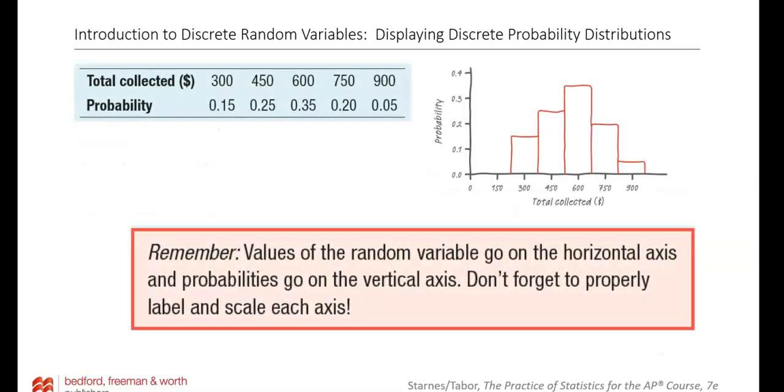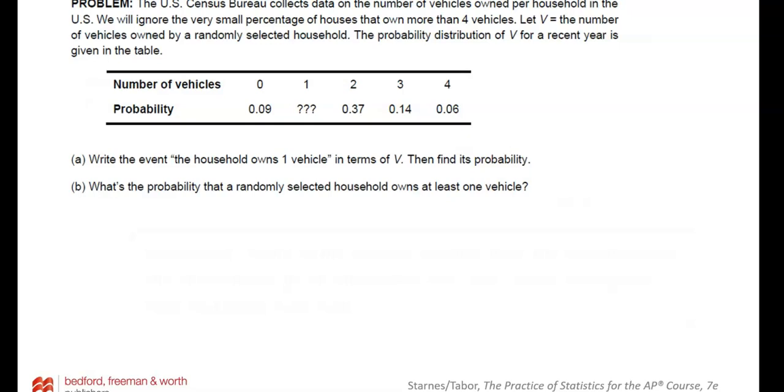Okay, we got that. Remember, the values of the random variable go on the horizontal axis, and probabilities go on the vertical axis. So probabilities are always on the y-axis there. Label and scale each axis. Okay, that's the lesson. So that was pretty straightforward, not too bad a one.